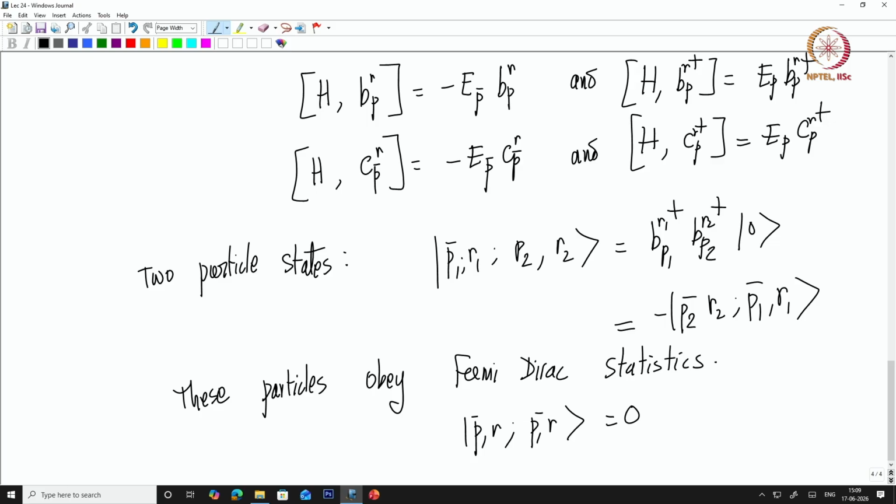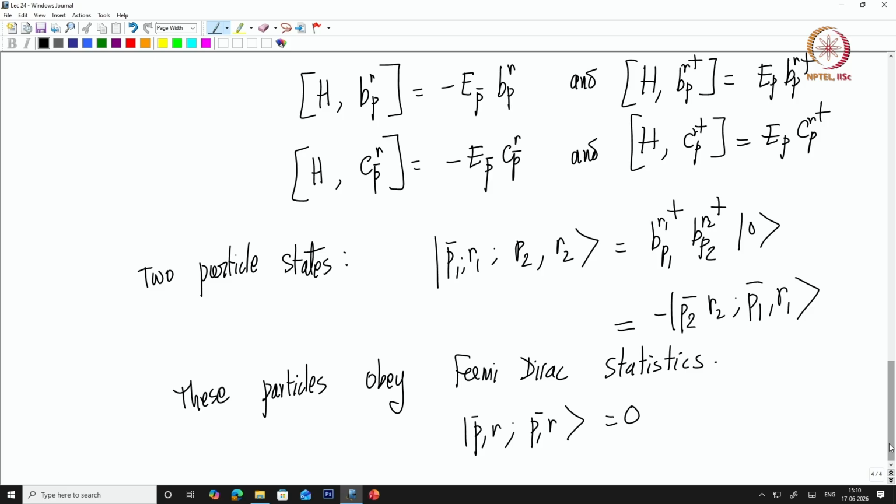You cannot have fermions with all quantum numbers the same in the same state. If the spin quantum number and the momentum quantum number are the same, you cannot put them in the same state. So these particles obey Fermi-Dirac statistics, and you can construct an n particle state such that the exchange of two particles will always give a minus sign, the fermionic minus sign.